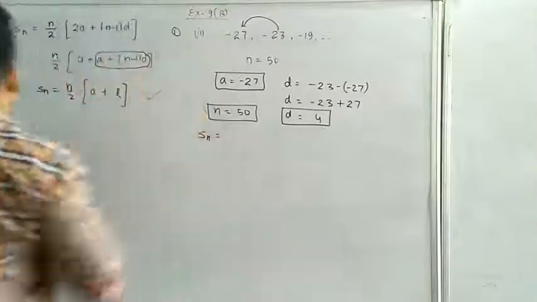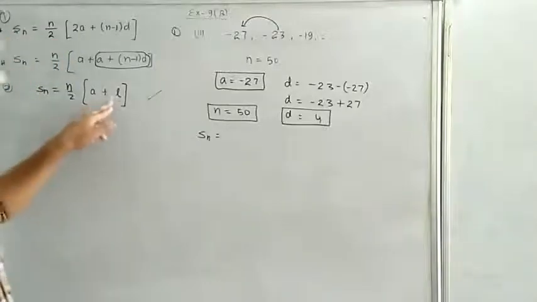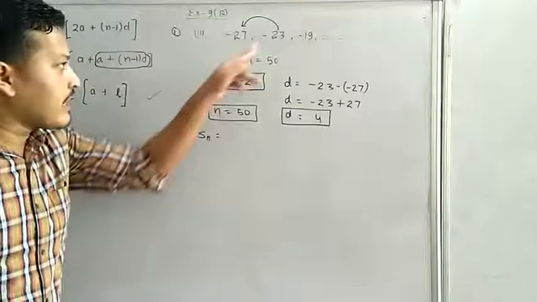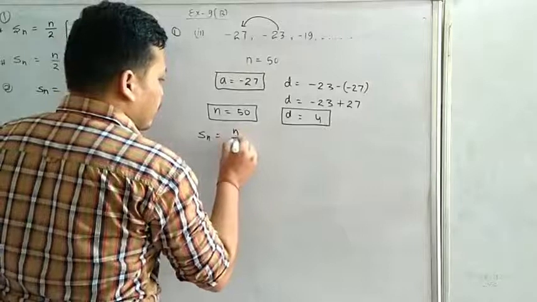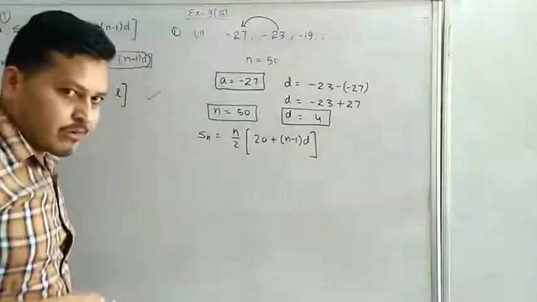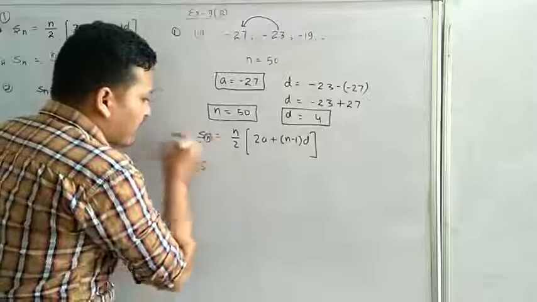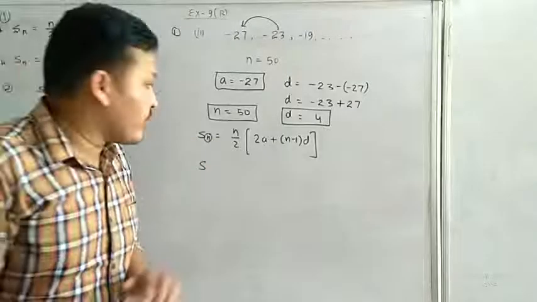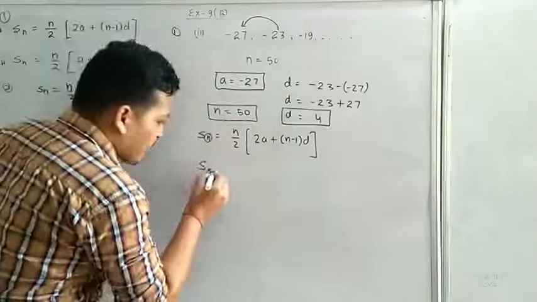We have two formulas to find the sum of an AP. One is Sn is equal to this one, and second Sn is equal to this. But the last term is not given, so we can apply the first formula. So Sn is equal to n by 2 into (2a plus (n minus 1) into d). It is a very simple one. Substitute all the values. We are calculating the sum up to 50 terms.